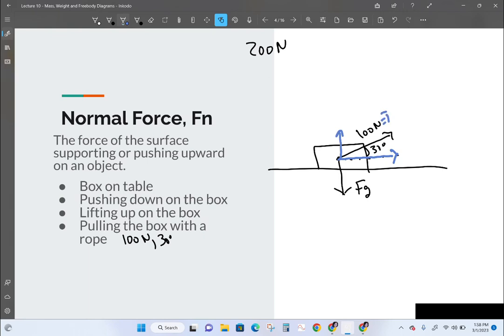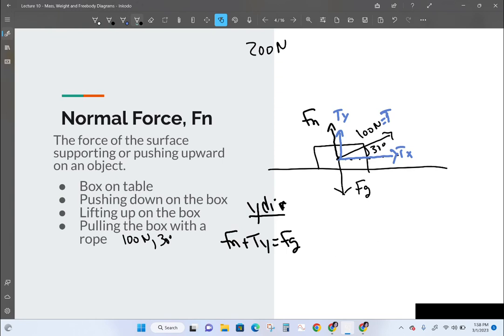This is what we call tension. I'm just going to call it T. So it has a Tx and it has a Ty. So I'm doing two things, right? I'm pulling it to the right and I'm lifting up. So in the Y direction, it's in equilibrium, which means that the normal force plus Ty has to be equal to the weight. So in the Y direction, Fn plus Ty has to be equal to Fg.